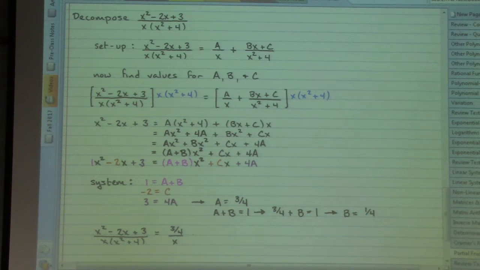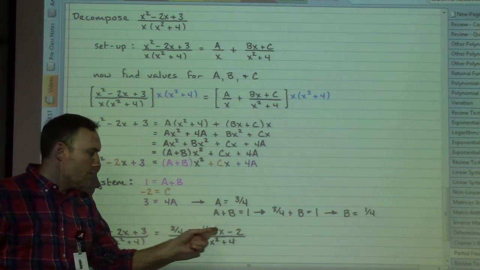The other fraction that we've got has a bx plus c. Well, we have figured out that the b is a 1/4 x. The plus c is really a minus 2. And down here on the bottom, we would have this fraction with a denominator x squared plus 4. Now, arguably, this is a little awkward looking, having fractions in our numerators.